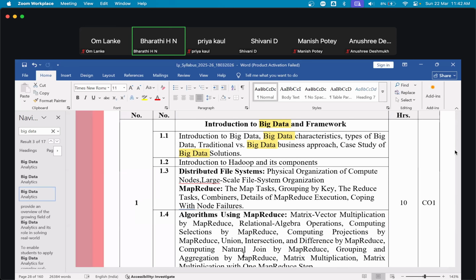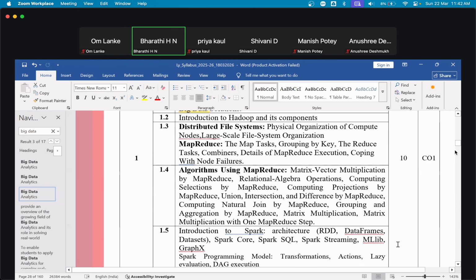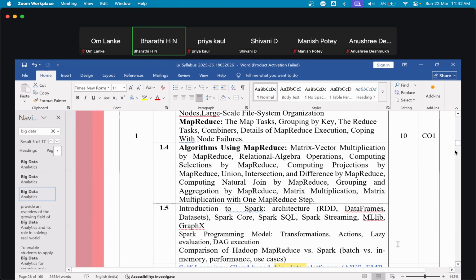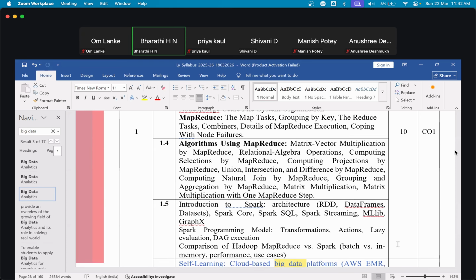In the first module, we'll be learning the introduction to big data and the frameworks and its characteristics, Hadoop and its components, and the distributed file system to manage the data in different places so that the work can be done parallelly. For that, we'll be using the distributed file system and MapReduce techniques. Then the different algorithms we use in the MapReduce technique to solve different problems. For this, we'll be using the Apache Spark tool to understand the data.